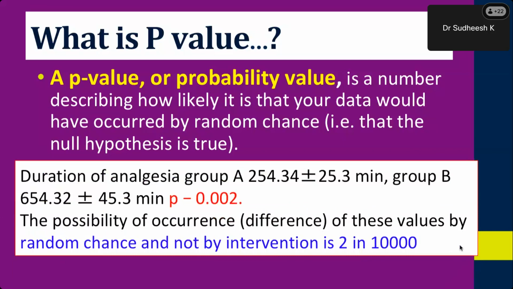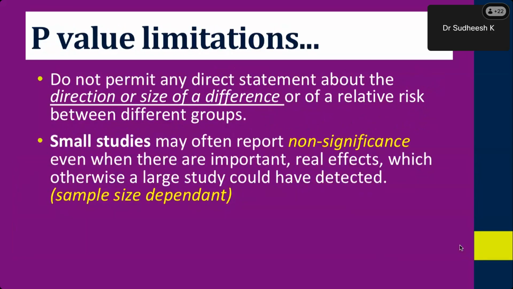As I told you, the duration of analysis of group A is 254 and the other group is different, and the p-value is 0.002. It means the possibility of this difference in values occurring by random chance and not by intervention is just 2 in 1 lakh. In the remaining patients, it's actually due to the intervention only. That means your intervention is more effective, not a casual thing. That's what the p-value says.